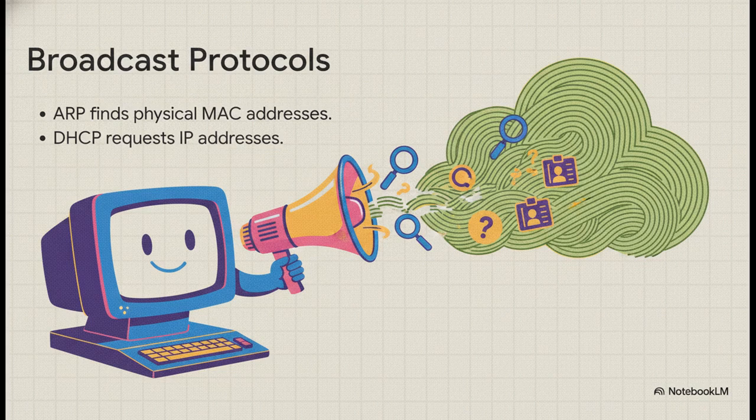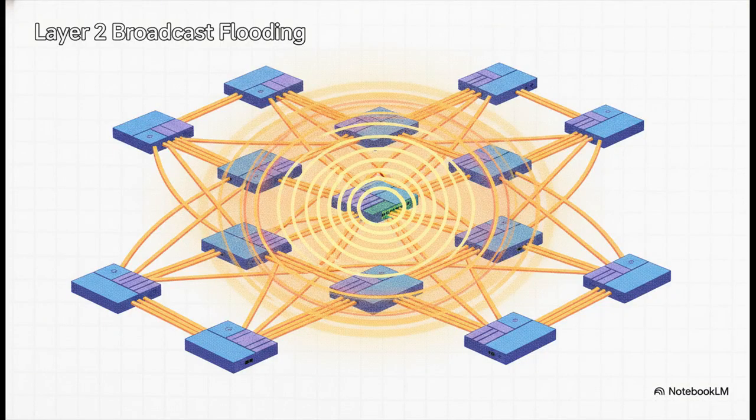Or DHCP, which requests IP addresses. When a new device connects, it essentially shouts to the whole network, "Hey, I need an IP address to function." We need these broadcasts, for sure, but we desperately have to control them. And this brilliantly illustrates our next problem.